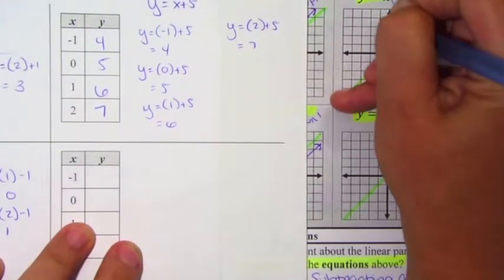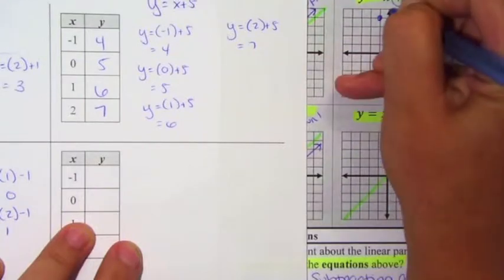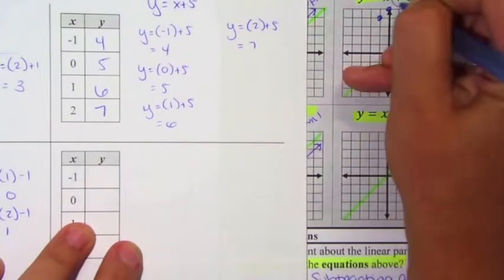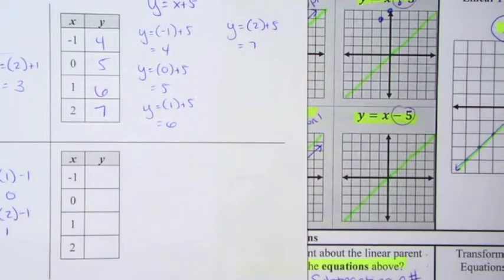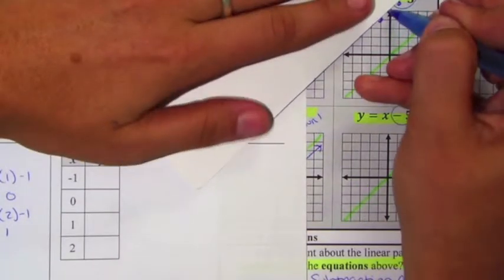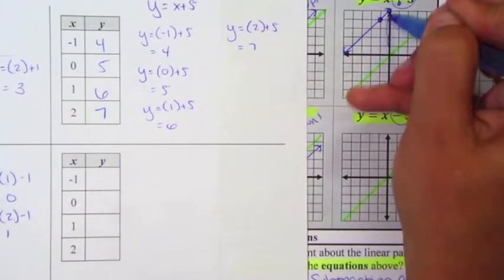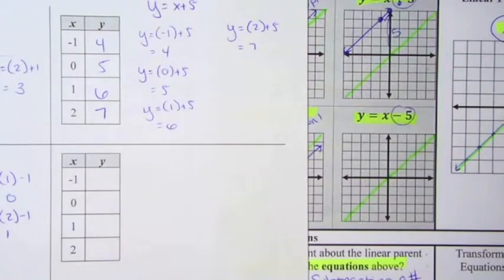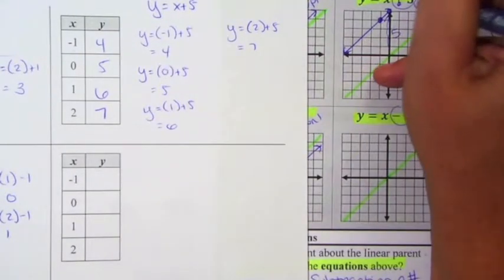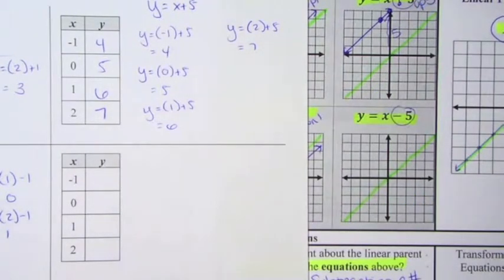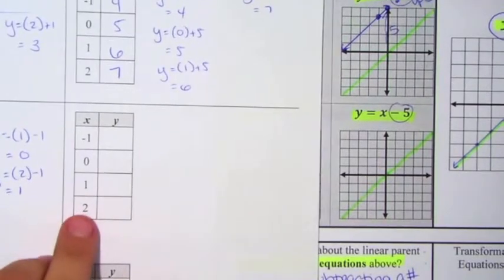Negative 1, 4. 0, 5. And then it goes off my paper. But that's okay, I can still graph a line. And my conjecture appears to be right, that it was moved up 5 units. So this was moved up 5 units. Okay, last one for this one.